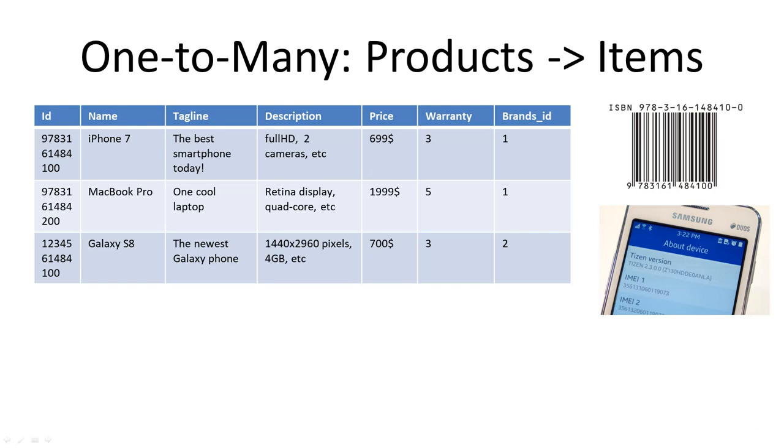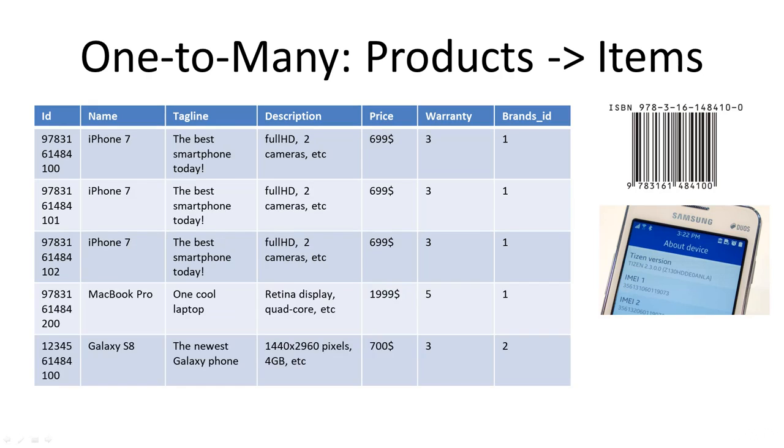Okay, now let's add a few more products to our table. Imagine you have in your store 3 iPhone 7s. You could as well have 1000. Do you see some data redundancy here? In other words, repeating data?